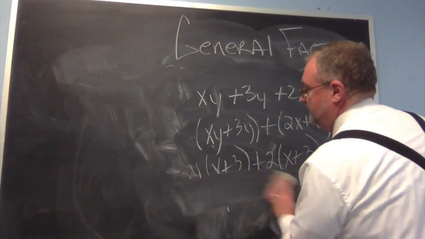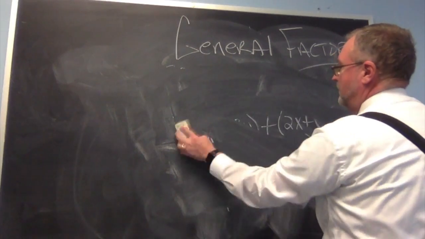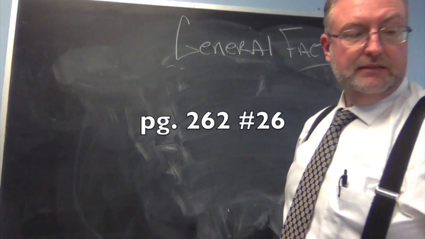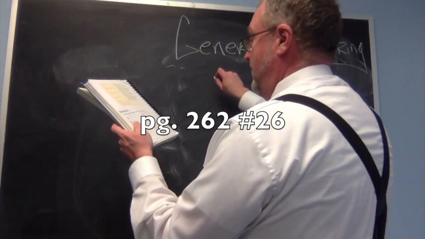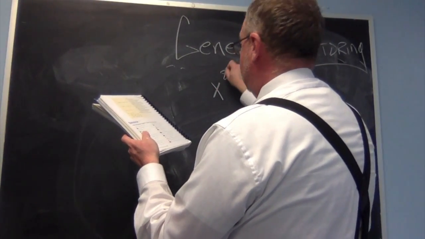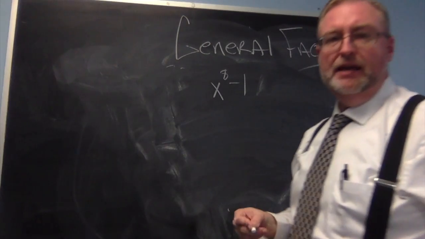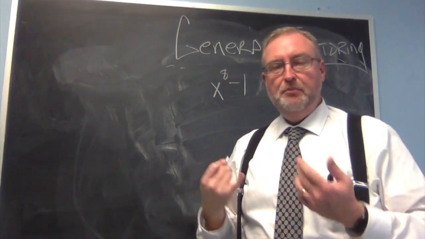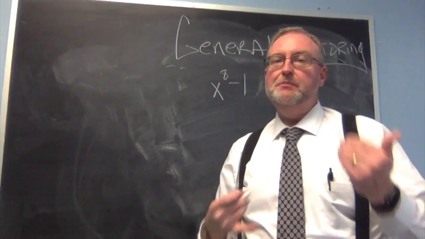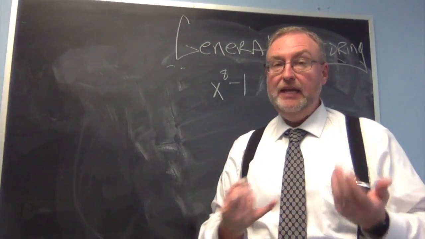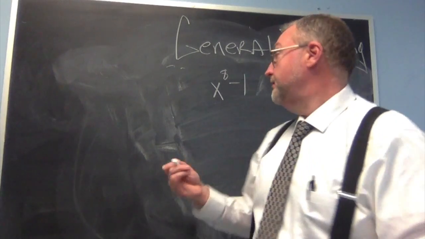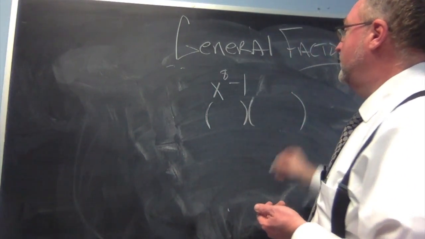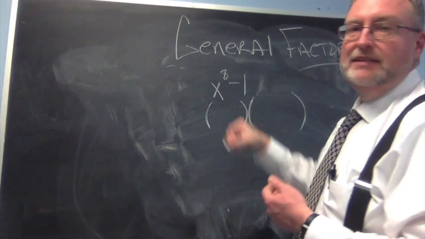One of them that was interesting, if you look at the bottom of that first page, the very last question on this page, number 26 says x to the 8th minus 1. Now, if you remember, as long as you have a perfect square with a negative, you can keep breaking it down. Once it's positive, you can't. Watch and I'll show you. All right, so in this case, what times what is x to the 8th?